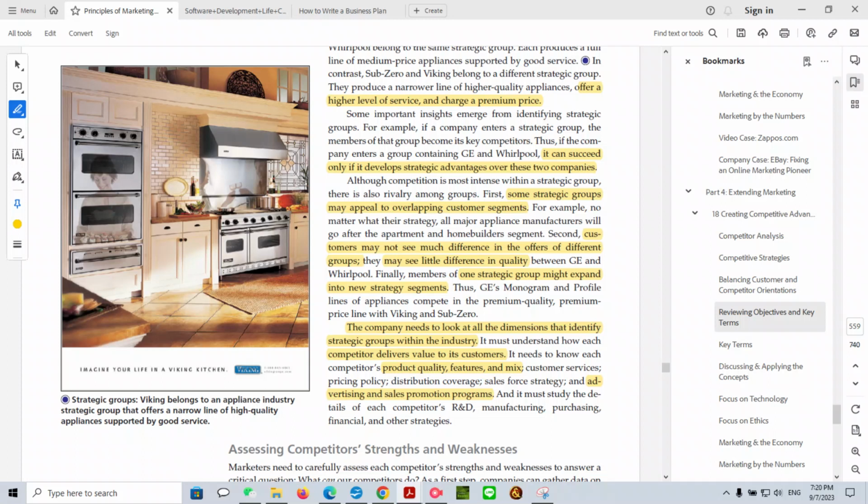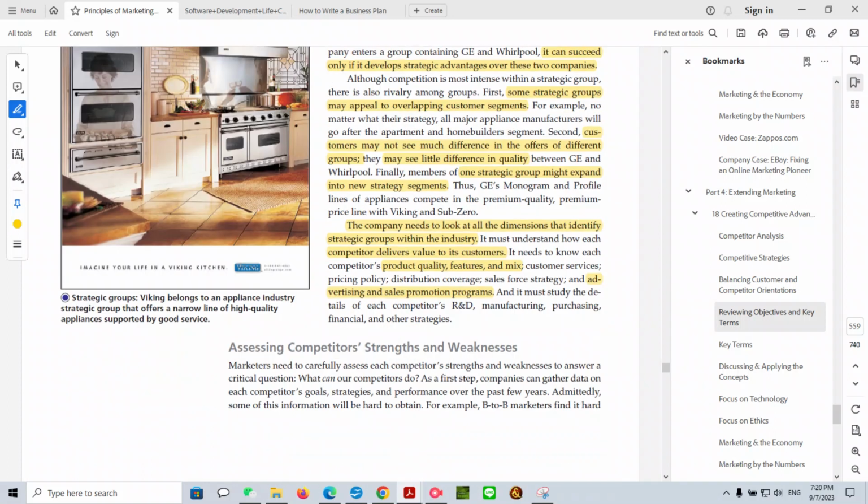here. Now, let's talk about assessing competitor strengths and weaknesses. This is an important factor here. Marketers need to carefully assess each competitor's strengths and weaknesses to answer a critical question: what can our competitors do, especially compared to us? As a first step, companies can gather data on the competitors' goals, strategies, and performance. This has to do with the market share and other metrics as well, and performance over the past few years.